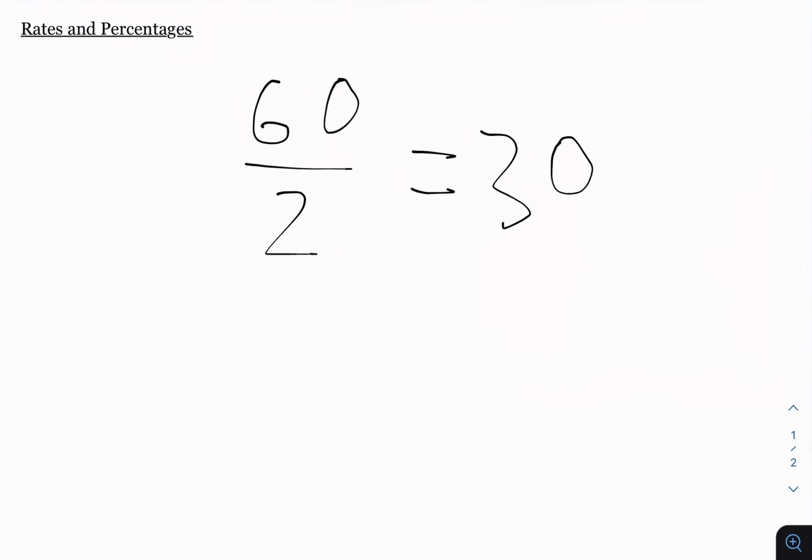So, an example of a rate would be, let's say, if you travel 60 miles in 2 hours, your rate is 30 miles per hour, because 60 miles in 2 hours is just 30 every or per hour.